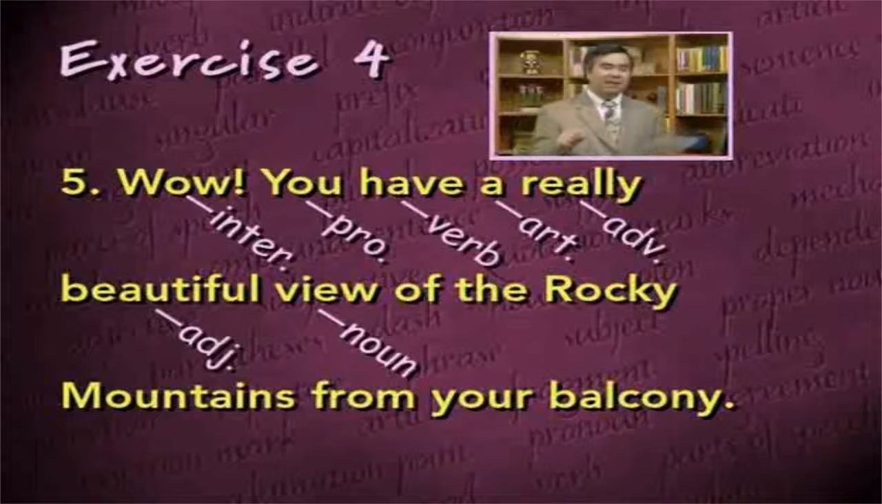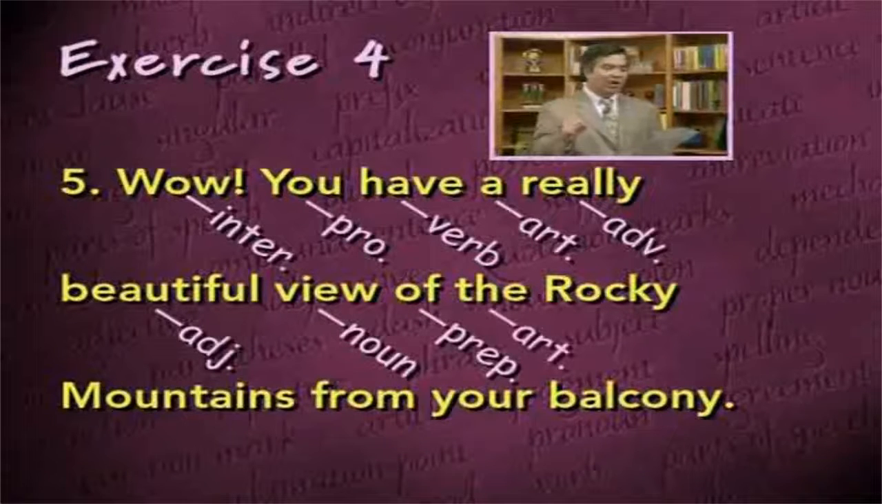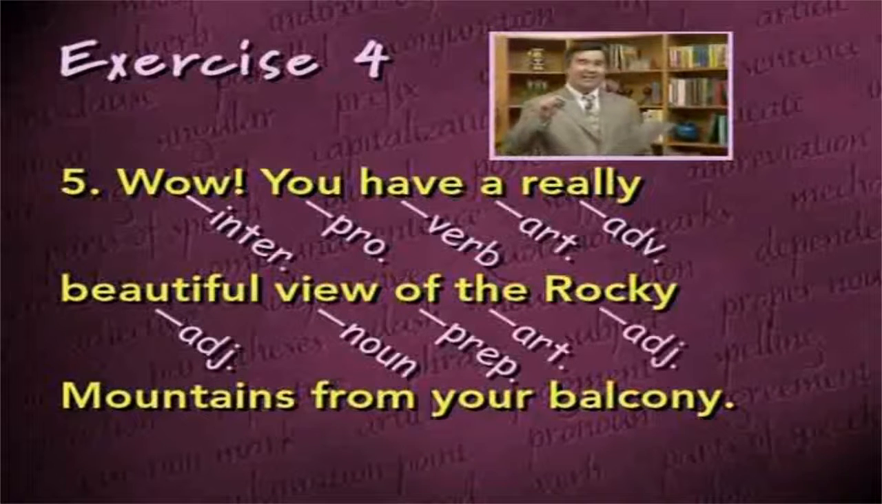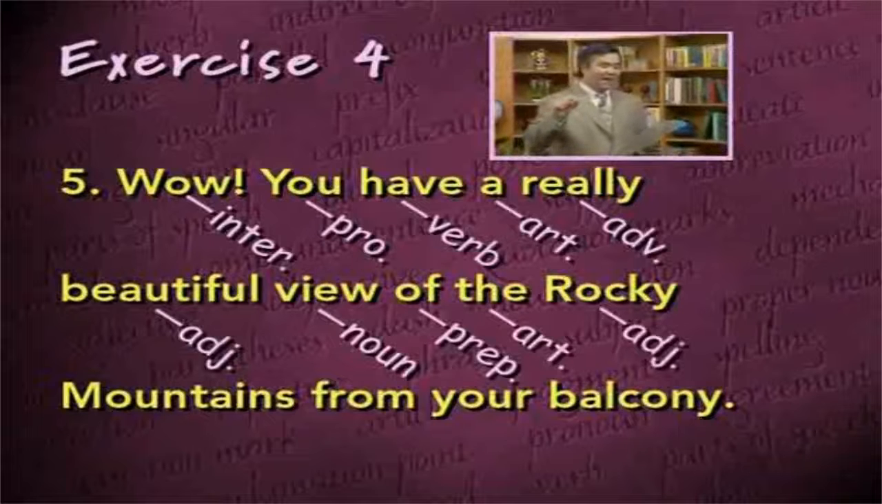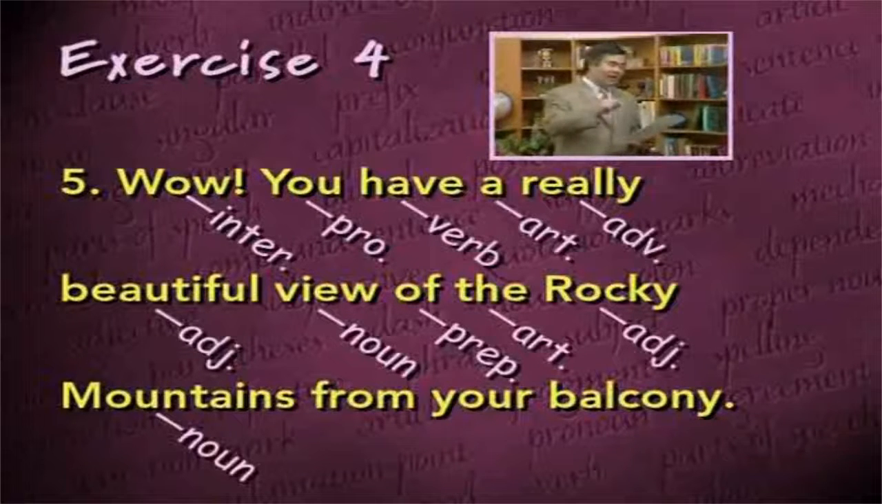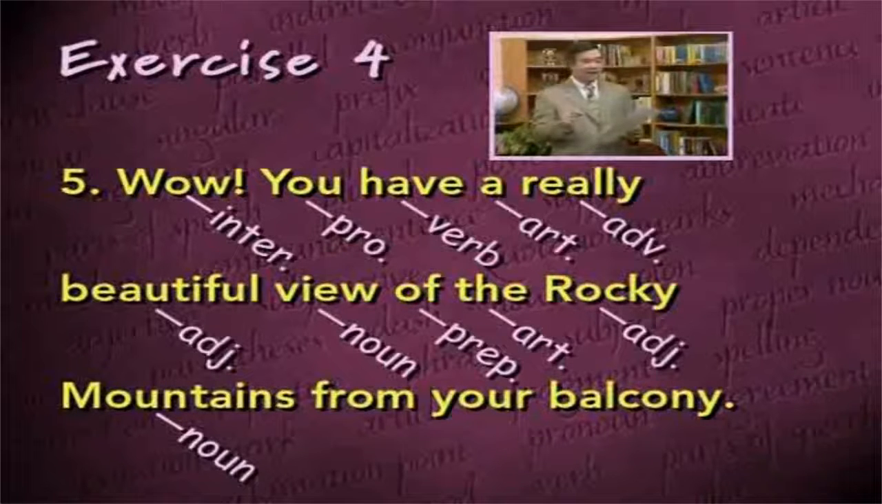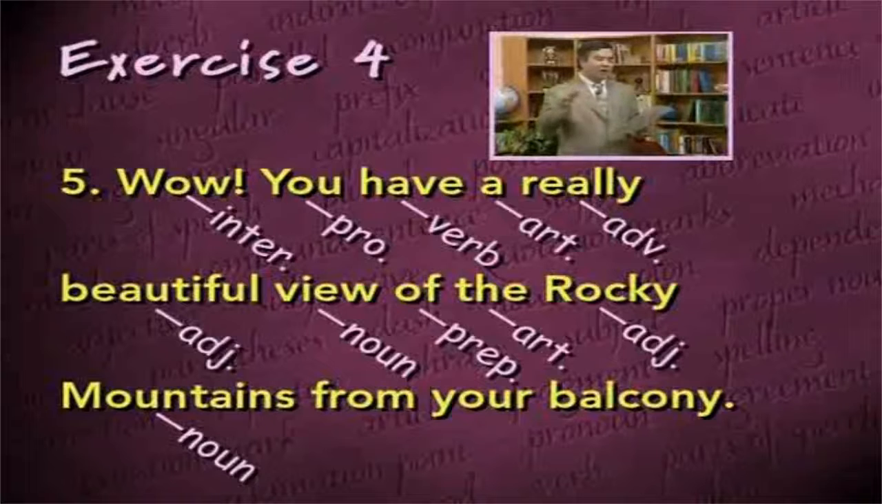Of the Rocky Mountains is a prepositional phrase. Of is the preposition. The is an article. Rocky is an adjective, and mountains is the noun, which Rocky modifies. So of the Rocky Mountains begins with a preposition, ends with a noun, prepositional phrase. And the sentence ends with one more prepositional phrase, from your balcony.